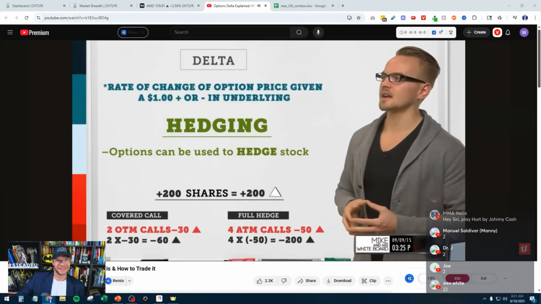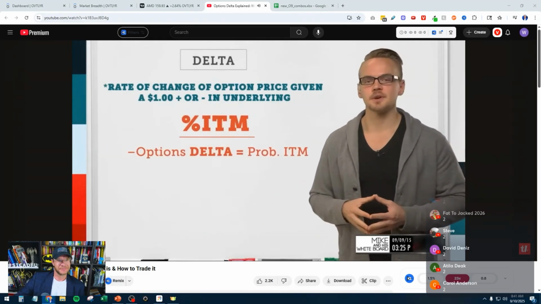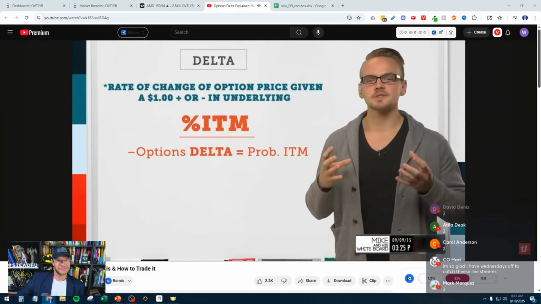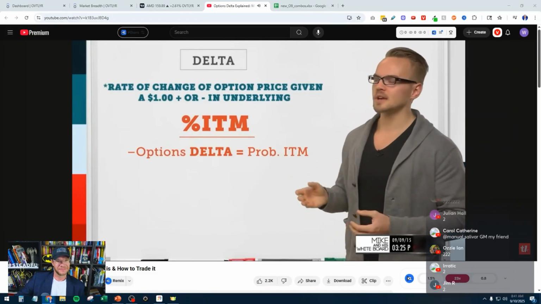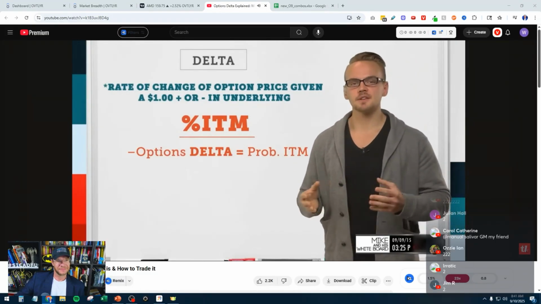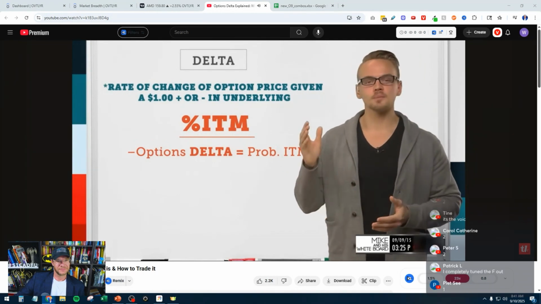So let's take a look at another thing we can use delta for, and that's going to be percent in the money. This is a really quick way to determine what your percentage of being in the money is. If you look at an option chain, on Thinkorswim or Dough, you can change the columns to show you delta or probability in the money.